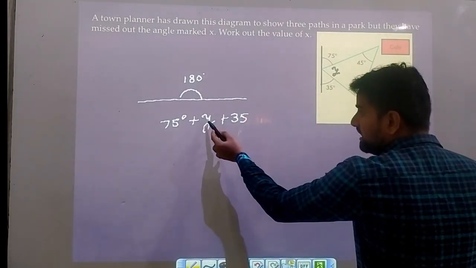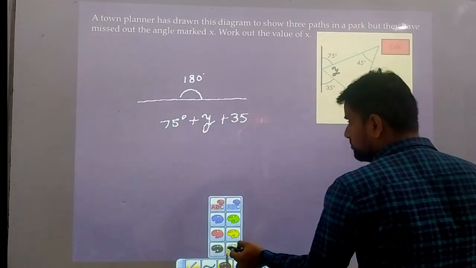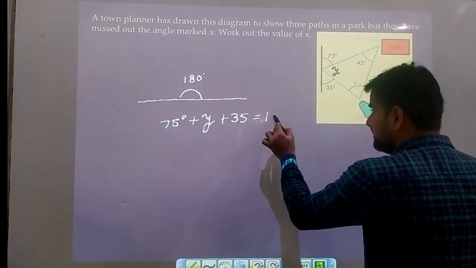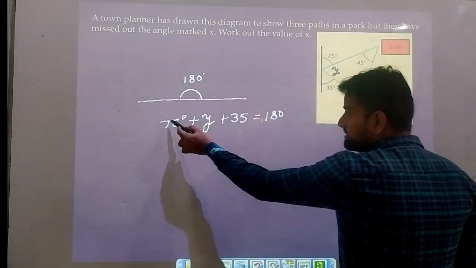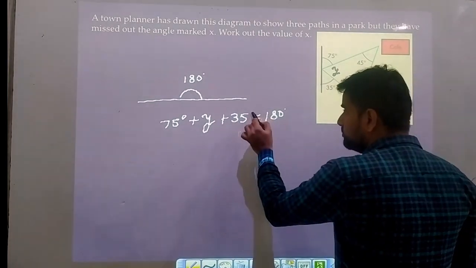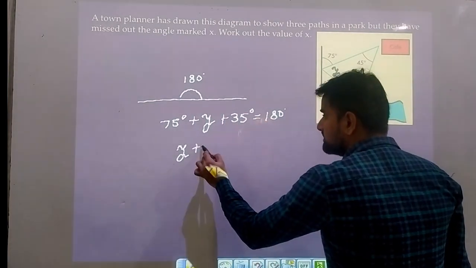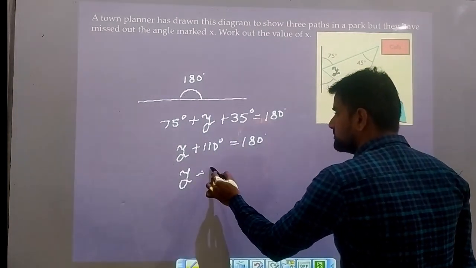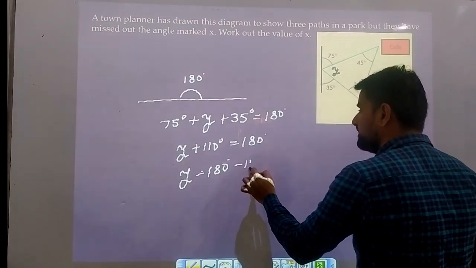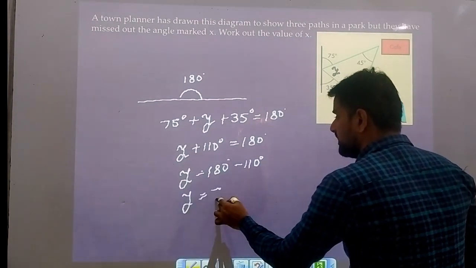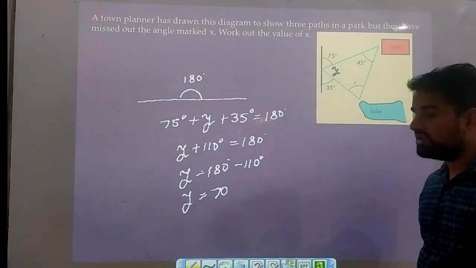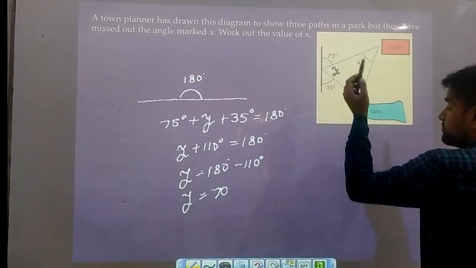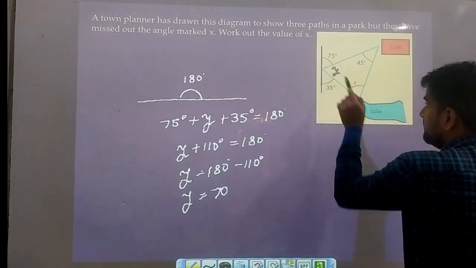So 75 degrees plus y plus 35 degrees equals how much? It's 180 degrees. Sorry, 180 degrees. 75 plus 35 degrees equals 110. So y plus 110 degrees is equal to 180 degrees. That means y is equal to 180 minus 110 degrees. So y is equal to 70 degrees, because 180 degrees minus 110 degrees is equal to 70 degrees. So this is 70 degrees.